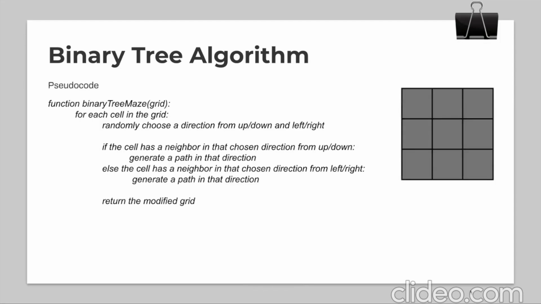So here I have an example pseudocode. We have to iterate through all the cells in this grid and randomly choose a direction from up or down or left or right. If that cell has a neighbor in the chosen direction from up and down, we can generate a path. Or else if the cell has a neighbor in the chosen direction from left or right, we also can generate a path in that direction. And last, we will return the modified grid.